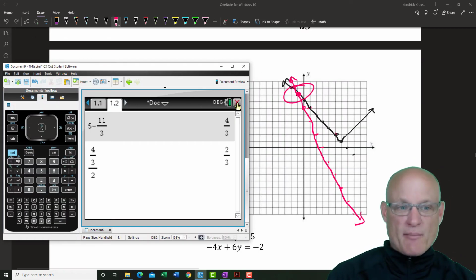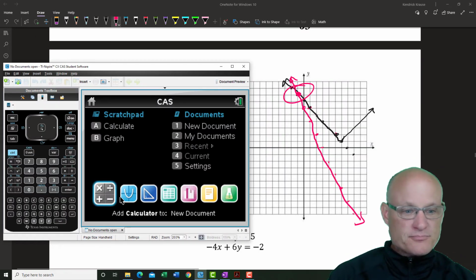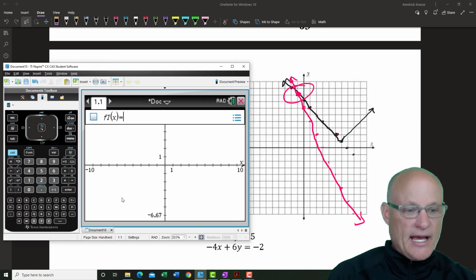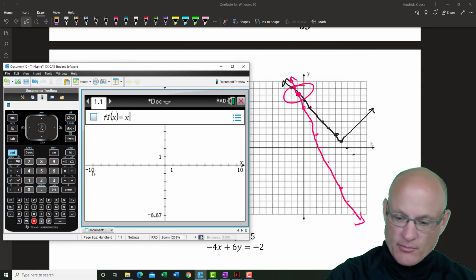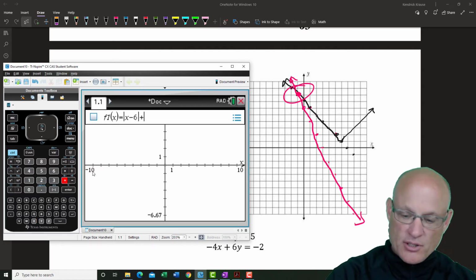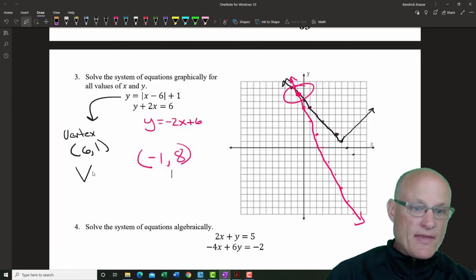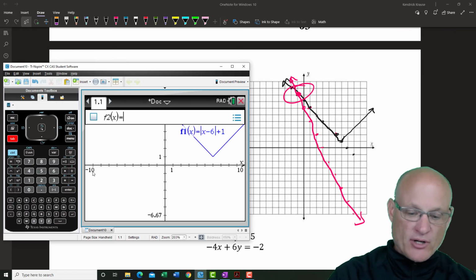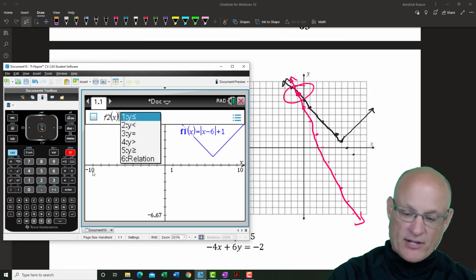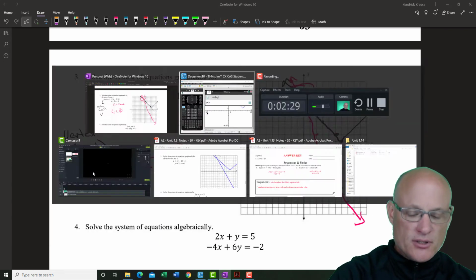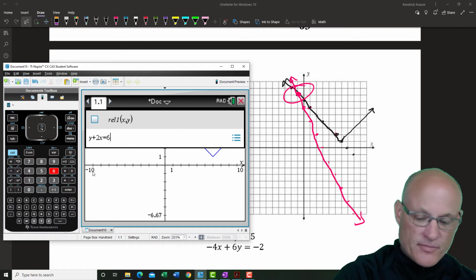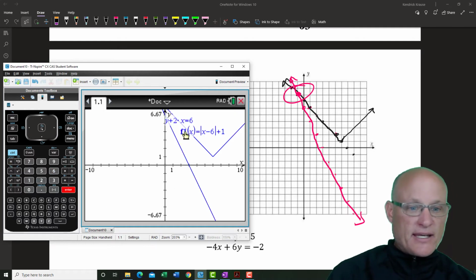It doesn't take me more than about a minute to do. I just go into graph mode. Absolute value of x minus 6 plus 1, bam. And then just because I want to make sure I didn't make a mistake graphing, I'm going to backspace, put as a relation, and then put y plus 2x equals 6, and press enter. All right, so I can't see where they hit.